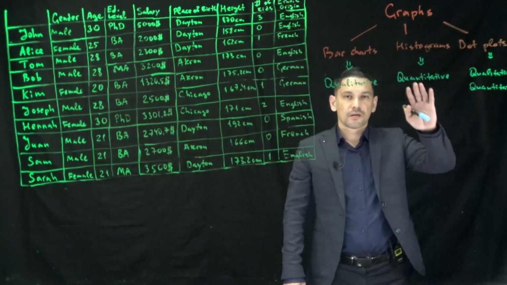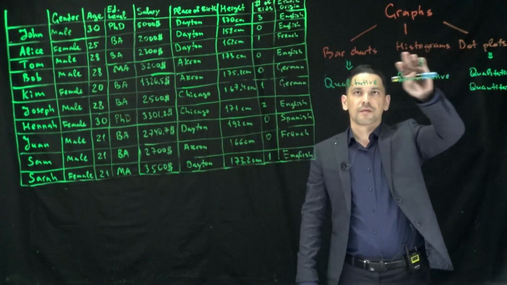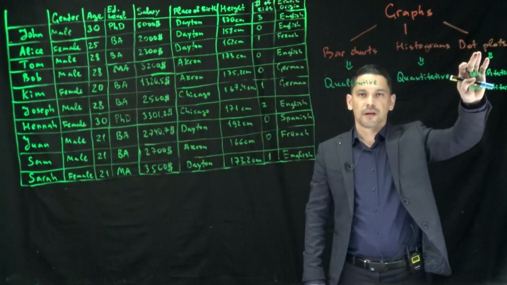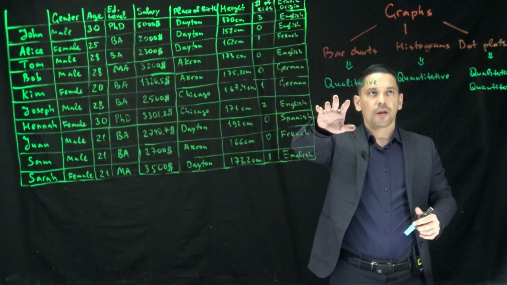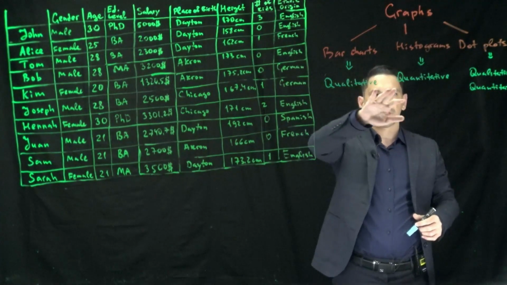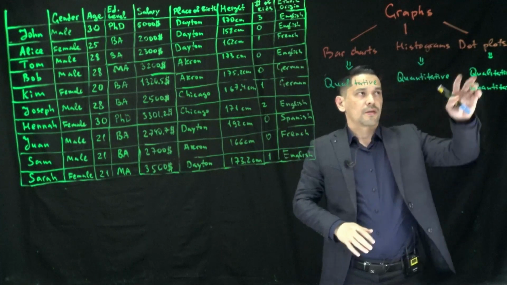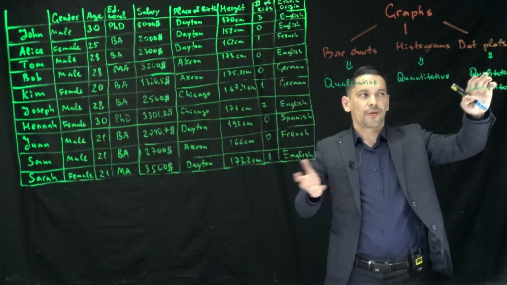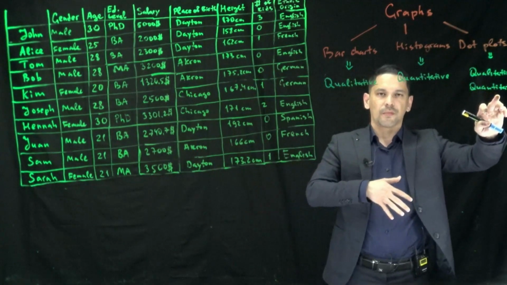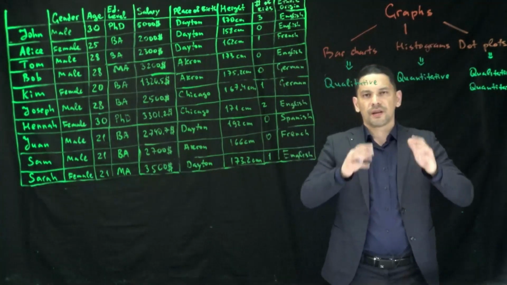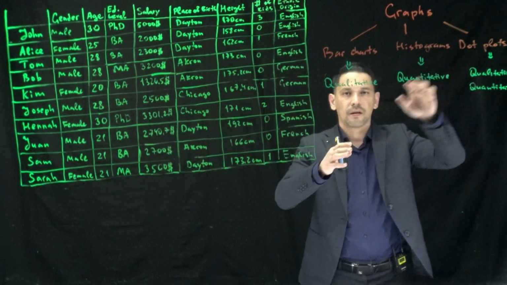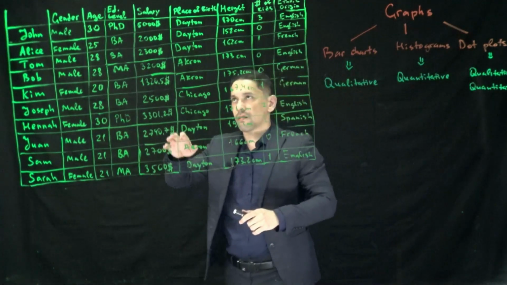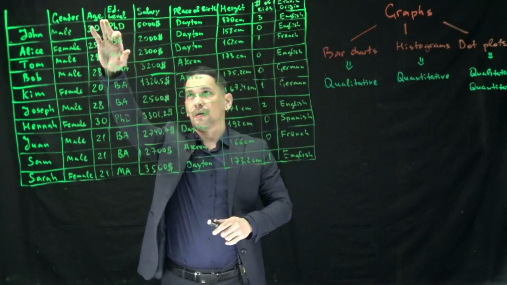Hey guys, in this course we're covering 3 types of graphs: bar charts, histograms, and dot plots. Now we know that a bar chart is a graph that shows a qualitative variable, whereas a histogram is a graph that shows a quantitative variable. Now, a dot plot is a graph that can show both qualitative and quantitative variables. You already know how to build a bar chart and a histogram. Today, I want to show you how to build a dot plot. For that, we're going to choose one variable from this data set and build a dot plot for it.